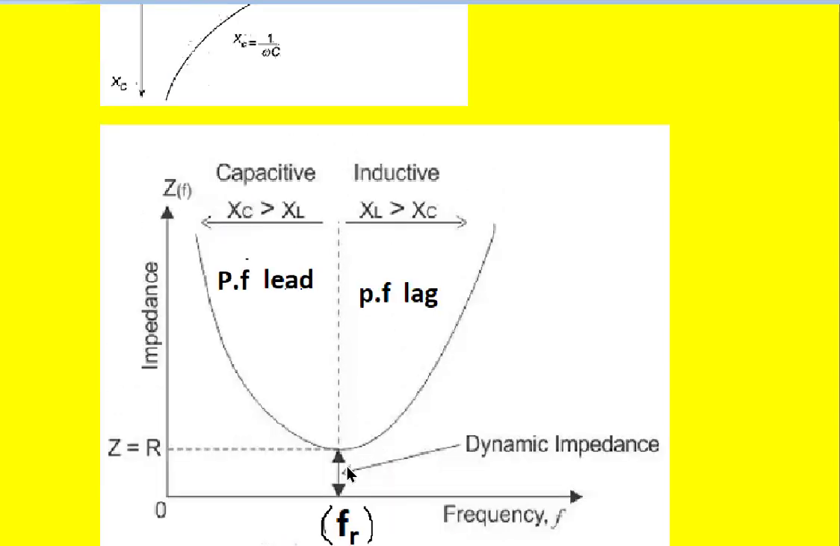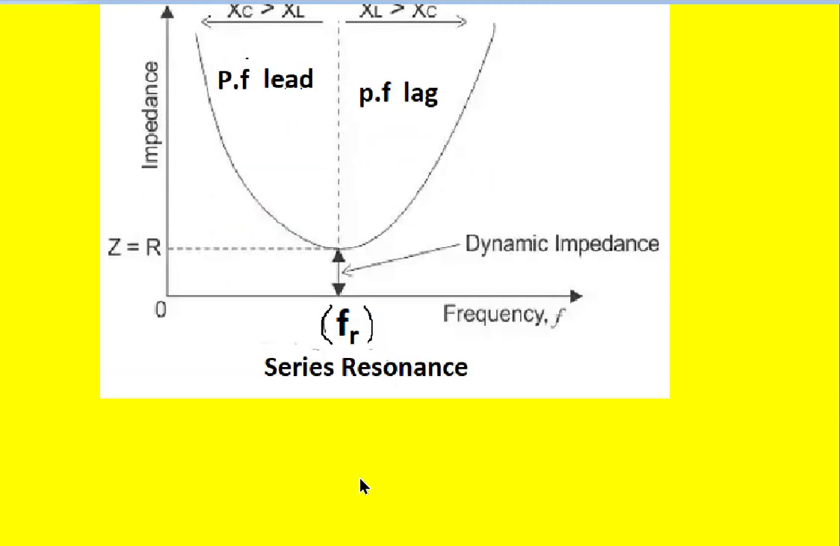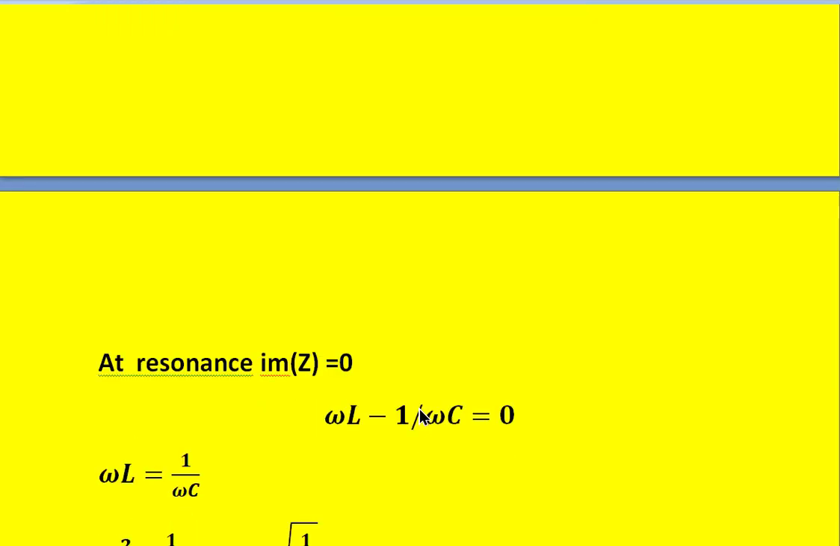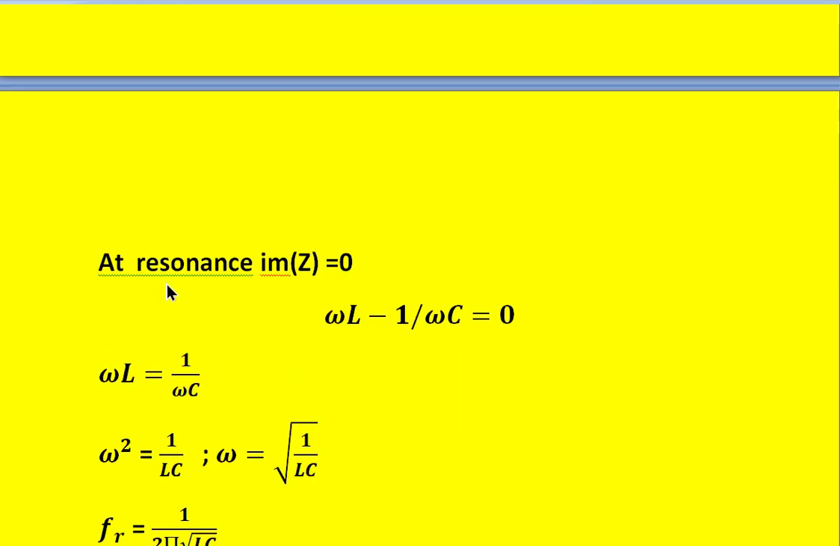We know the impedance of RLC series circuit, that is Z is equal to R plus j omega L minus j by omega C. So here we have the real part R and this is the imaginary part. At resonance, imaginary part of Z is equal to 0. That is omega L minus 1 by omega C becomes 0. So from this, we can write omega L is equal to 1 by omega C.